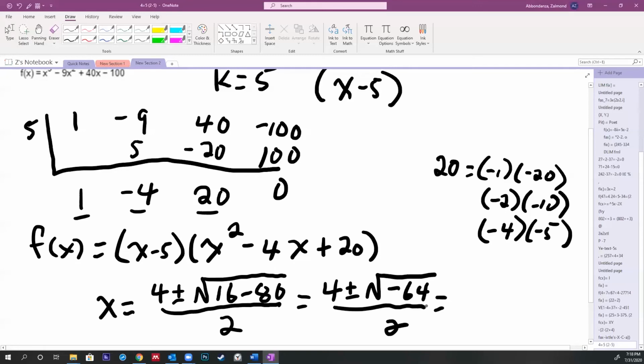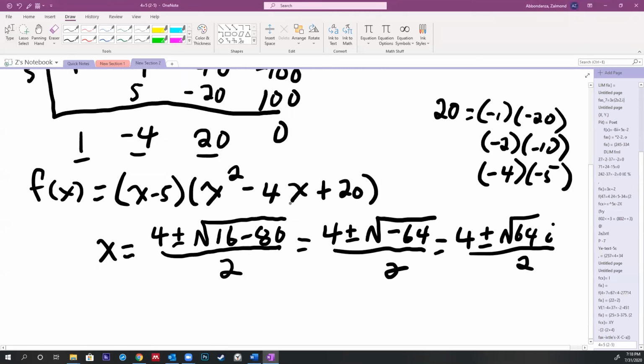And this clearly is going to leave us with 2 complex numbers. So I'm going to change this to 4 plus or minus. Now, when we see the square root of a negative number, we pull out an i. So we're left with the square root of 64 i over 2. And then we have 4 plus or minus the square root of 64, of course, is 8. So 4 plus or minus 8i over 2.